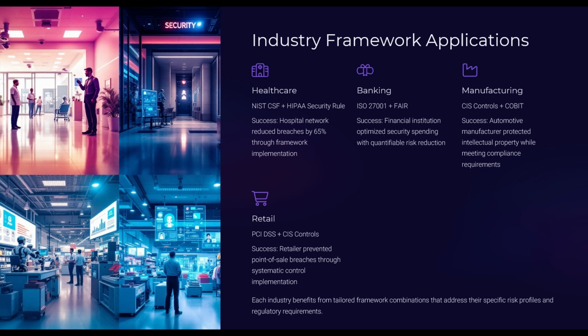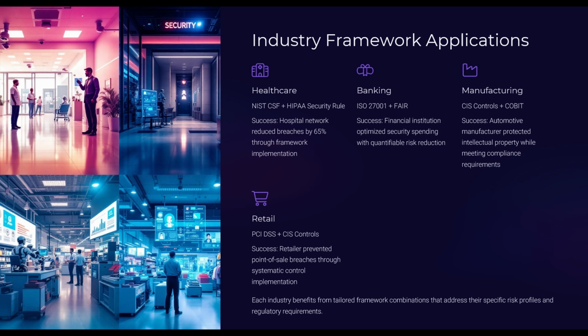Manufacturing firms benefit from the implementation of CIS controls for hands-on security and COBIT for general IT governance as operational and information technologies converge. Siemens protects intellectual property and production systems by aligning security with business goals. PCI DSS to secure payment cards and CIS controls for overall protection have been effective in retail. Target Corporation remodeled their security program following a huge data breach to become compliant and enhance overall security.